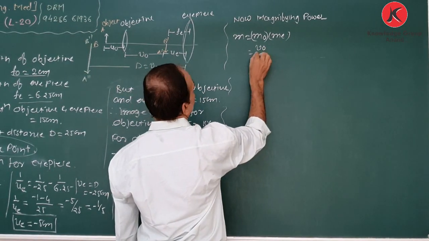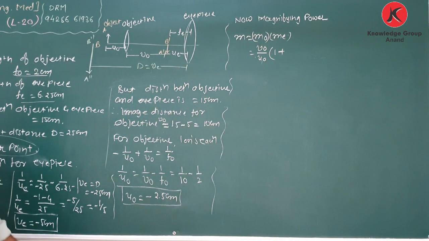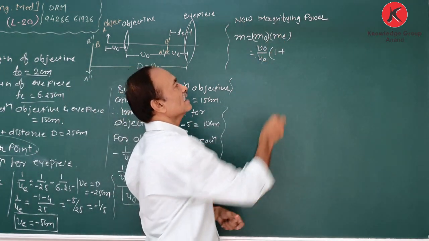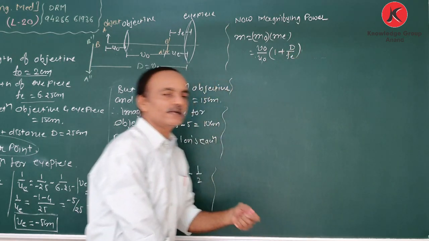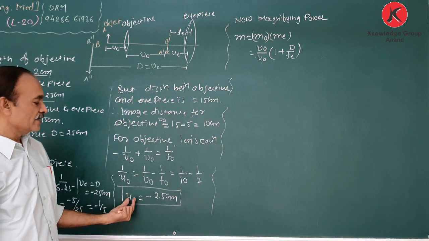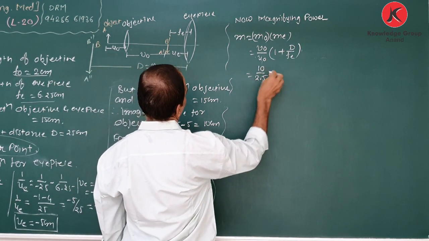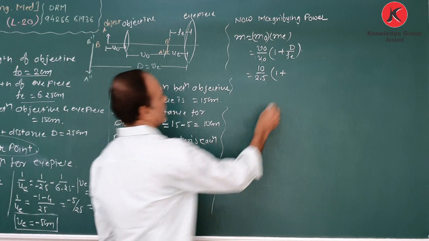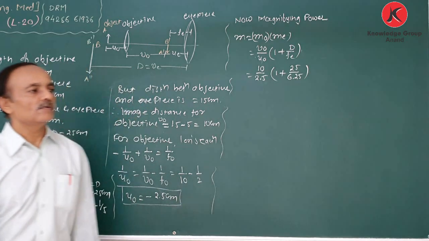Magnification of objective is V0 upon U0, into the magnification of eyepiece. The image formed by the eyepiece is at near point distance. Therefore, in case of near point distance, the magnification of eyepiece is 1 plus D upon F. Now, what's the value of V0? V0 is 10, U0 is 2.5. Therefore, 10 upon 2.5, into 1 plus D upon FE. D is 25 centimeter, and FE is 6.25.